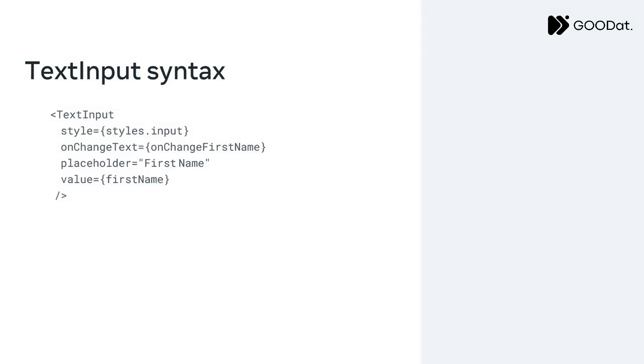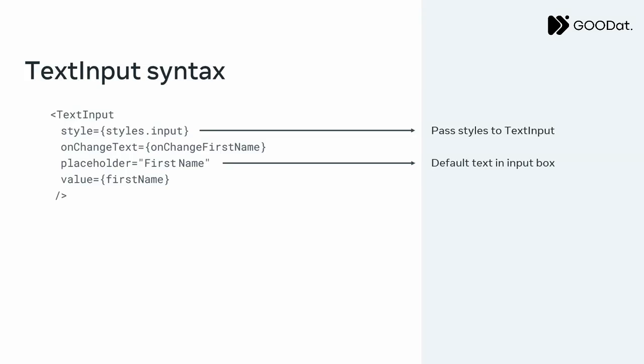The TextInput component accepts several props, but let's focus on the ones that are present here. 3 of these props have basic purposes. The style prop is used to pass styles into TextInput, and placeholder is for adding any text that is displayed before the user types anything into the box. Value represents the value to show within the TextInput box.